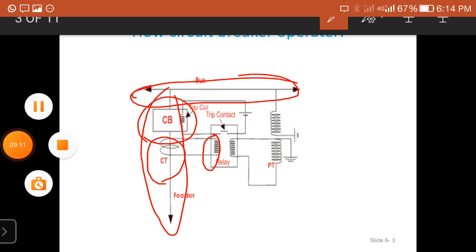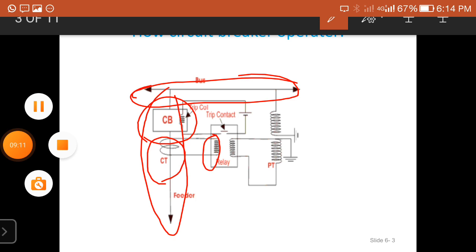How the moving contact moves away from the fixed contact: when the fault current is flowing through the tripping coil, automatically some heat will be developed. By that heat energy, the bimetallic strip is bent. Then automatically, by bending of this bimetallic strip, the moving contact is pulled away from the fixed contact.